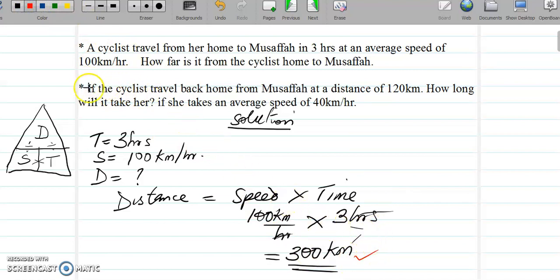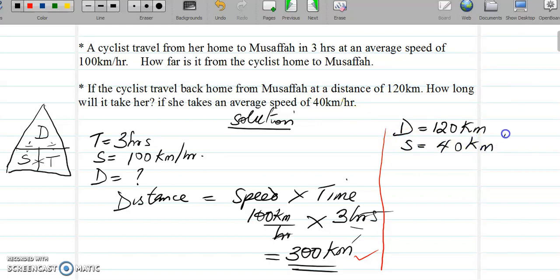Okay, now the other one says if the cyclist travels back home from Musafir at a distance of 120 kilometer, how long will it take her? We're looking for the time. If she takes an average speed of 40 kilometer per hour. Okay, we are looking for time.